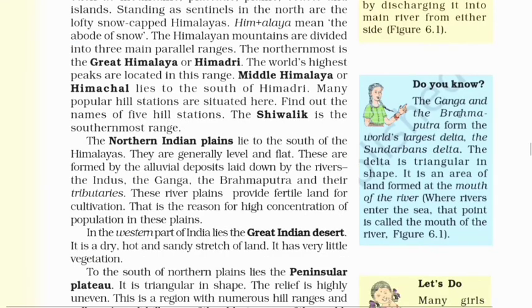Do you know the Ganga and the Brahmaputra form the world's largest delta, the Sundarban Delta? The delta is triangular in shape. The northern Indian plains lie to the south of the Himalayas. They are generally level and flat. These are formed by alluvial deposits laid down by the rivers Indus, Ganga, Brahmaputra, and their tributaries. These river plains provide fertile land for cultivation. That is why there is a high concentration of population in these plains.